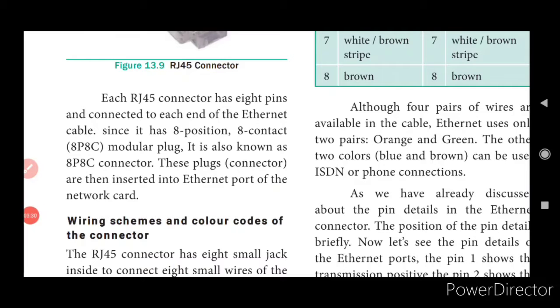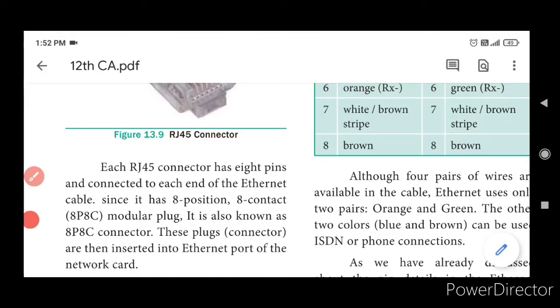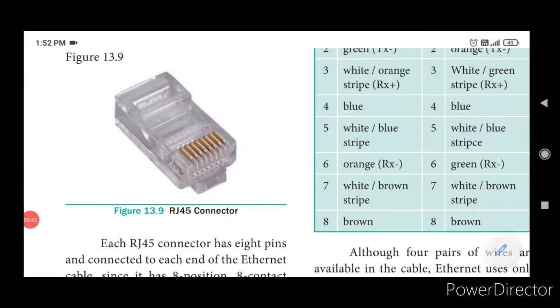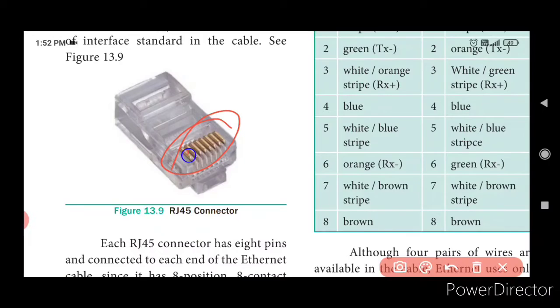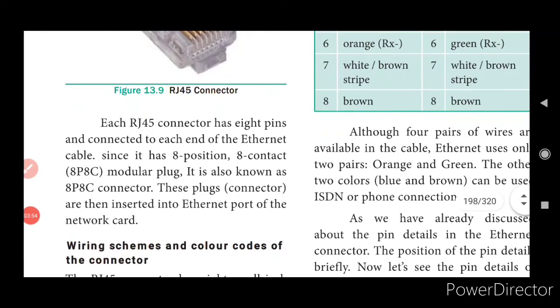Your RJ45 connector has 8 pins. See, how do we calculate the pins? Have a look here. 1, 2, 3, 4, 5, 6, 7, 8. And these are the pins. Each RJ45 connector has 8 pins and they are connected to each end of the Ethernet cable. Since it has 8 positions and 8 contacts, it is a modular plug. How do we call it? An 8P8C modular plug. It is also known as an 8P8C connector.